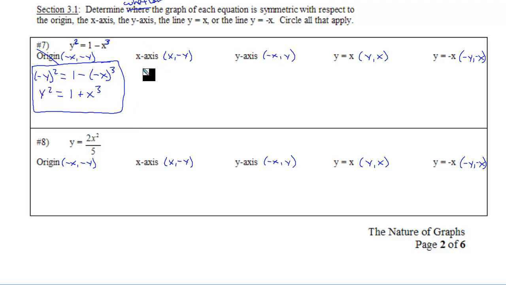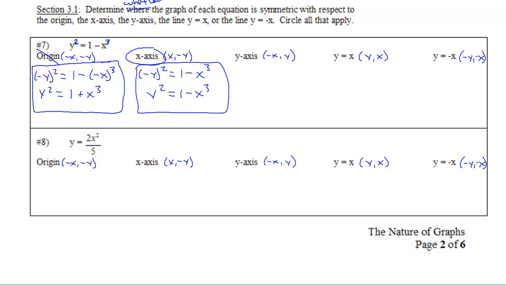X-axis. Make y negative. Leave x the same. A negative y squared is y squared. This is the same as the original. Therefore, this graph is symmetric with respect to the x-axis.